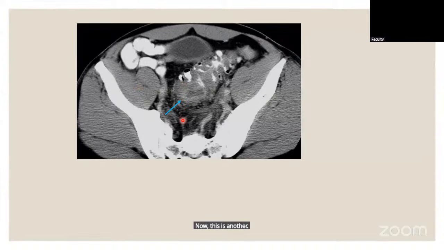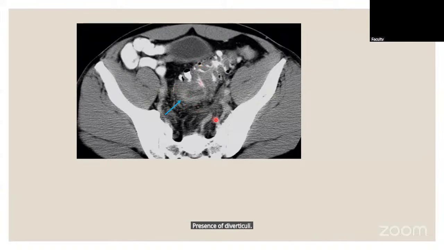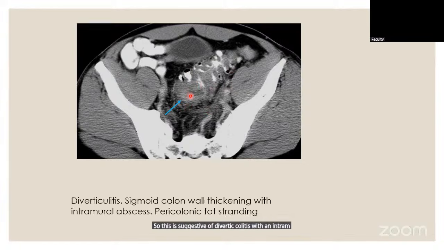Now, this is another case wherein the blue arrow is pointing towards a peripherally enhancing hypodensity within the sigmoid colon. Look at the sigmoid colon. The sigmoid colon is showing wall thickening, presence of diverticuli. Perisigmoid, there is fatty infiltration. So this is suggestive of diverticulitis with an intramural abscess formation.